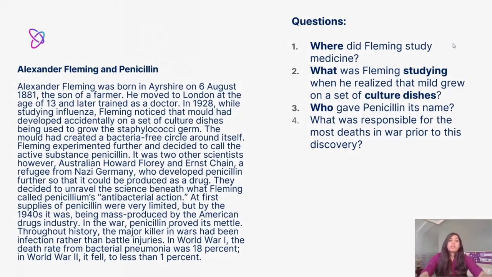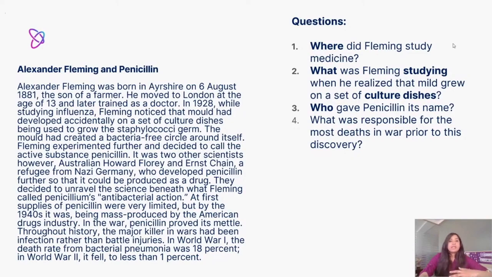All right, so let's read the passage together. Alexander Fleming was born in Ayrshire on August 6, 1881, to a son of a farmer. He moved to London at the age of 13 and later trained as a doctor. In 1928, while studying influenza, Fleming noticed that mold had developed accidentally on a set of culture dishes being used to grow the staphylococci germ. The mold had created a bacteria-free circle around itself.